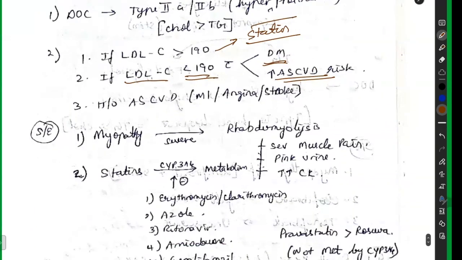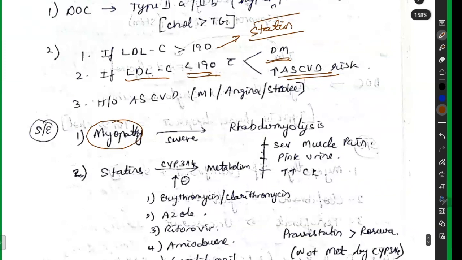What are the side effects of statins? Statin usage can lead to myopathy. What is myopathy? There is going to be pain or inflammation in your muscles, and that will lead to rhabdomyolysis. Breakdown of your muscle fibers can occur. This leads to severe muscle pain, pink urine, and a rise in the CK level.